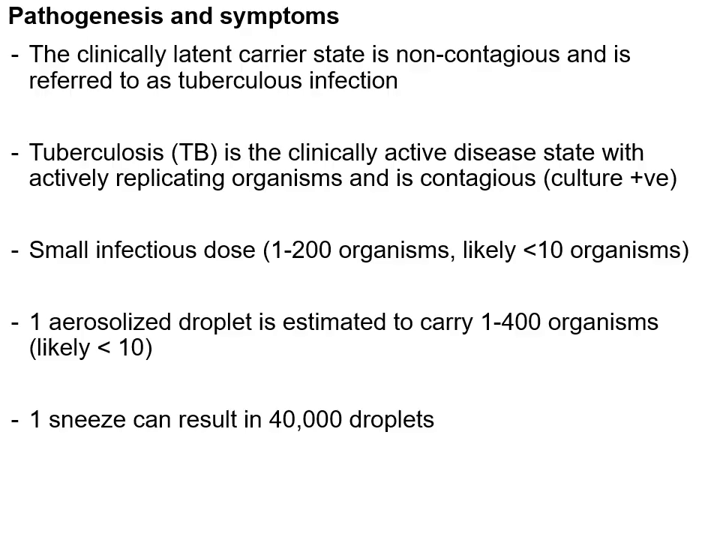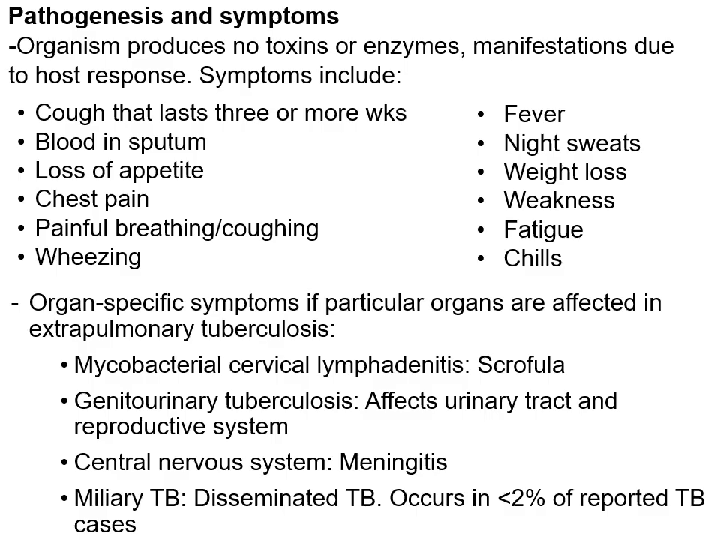Tuberculosis is a clinically active disease state, and here we have replication of the organism, it is contagious, and the person is shedding the organism in the sputum, so the culture is positive. Now, the organism has a small infectious dose, likely less than 10 organisms. To give you a rough idea of how much a person can shed of this organism, one droplet usually is estimated to contain less than 10 organisms. And one sneeze can result in about 40,000 droplets.